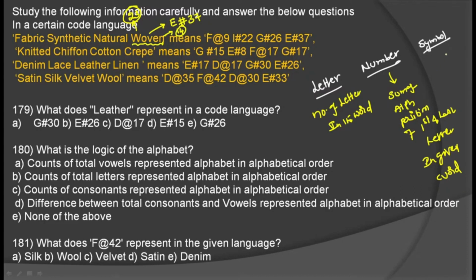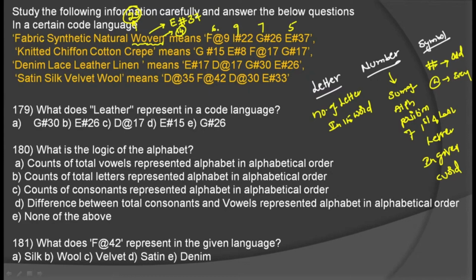Now, what is the pattern for the symbol? If there are two symbols, they always depend on an even or odd number of letters. Most of the cases we can consider directly. For example, woven has five letters, that's why there is a hash. Every odd number of letters in the given word you can code as the symbol hash. If it is an even number of letters, you can code it as at the rate. So that is the coded value.